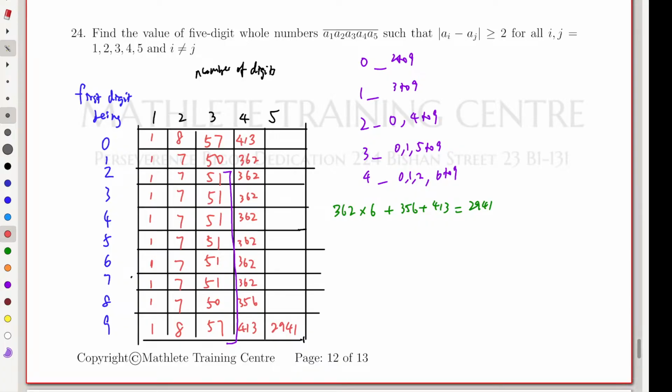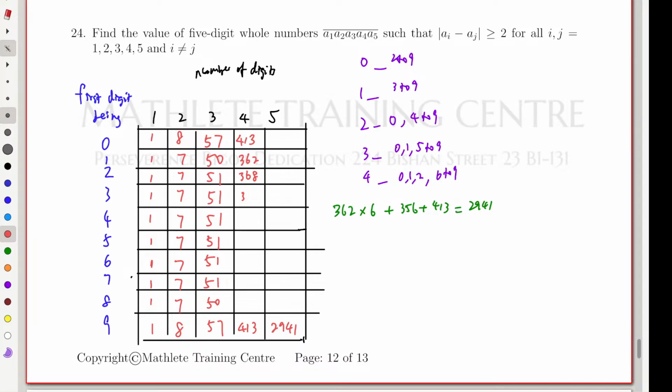And then for the next case, where we have the digit 2, we take from 0 and 4 to 9. So that's going to be removing a 51, adding back a 57. So this is 368. Yeah, in fact, these are all 368. Let me just see. No, sorry.